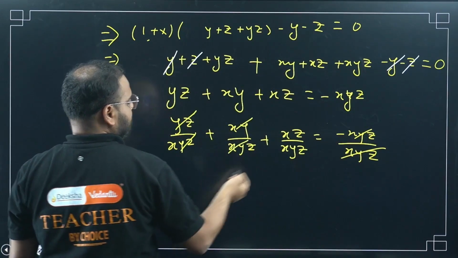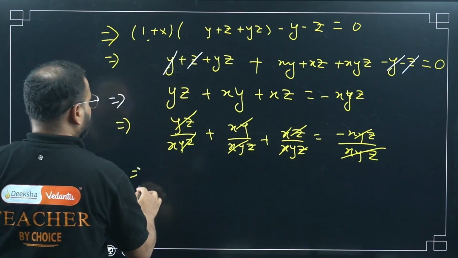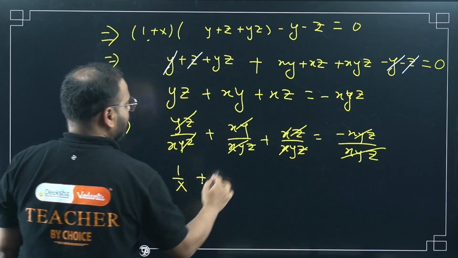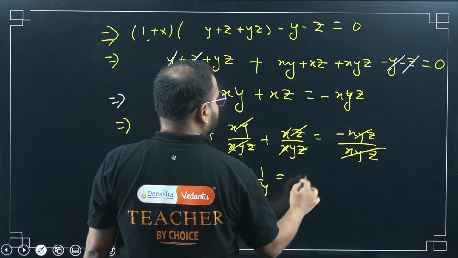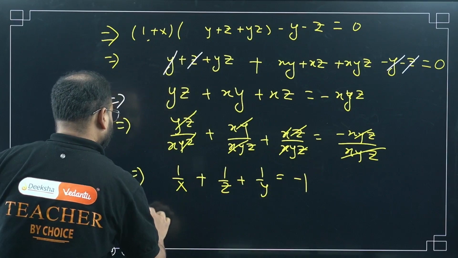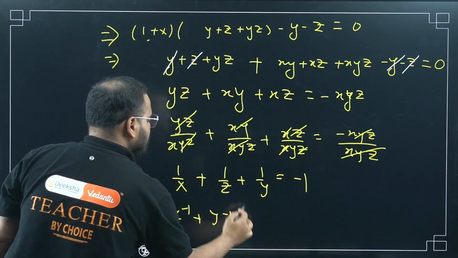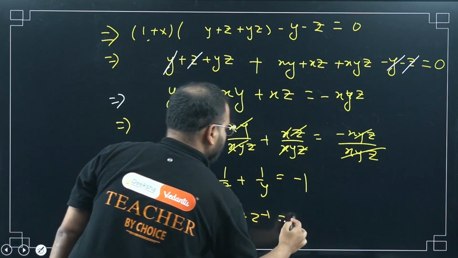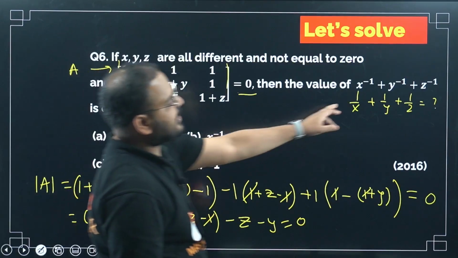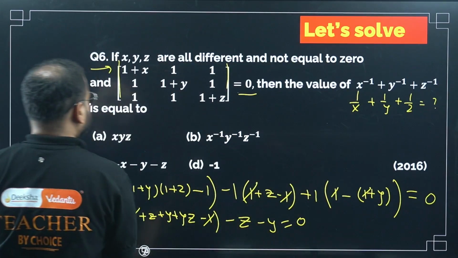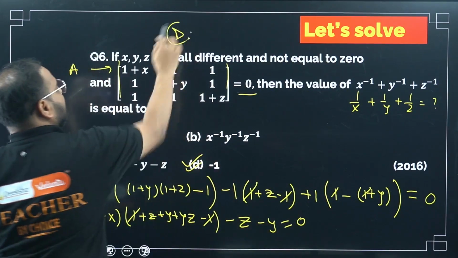Please check. What is left now? Please check here. It's 1 by x here, 1 by z here, 1 by y here, minus 1. So if you write it like this, arrange and write it like this, x inverse, this is y inverse, this is plus z inverse equals to how much? Minus 1. Isn't that what they asked us? X inverse, y inverse plus z inverse is how much? Answer is minus 1. Option D. Option D. I hope you got it right.